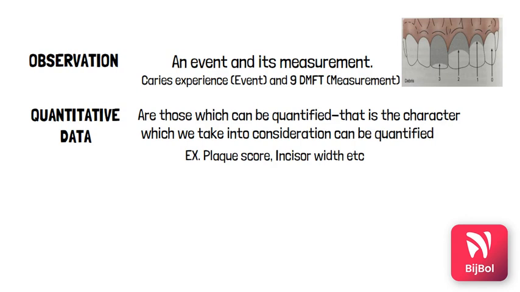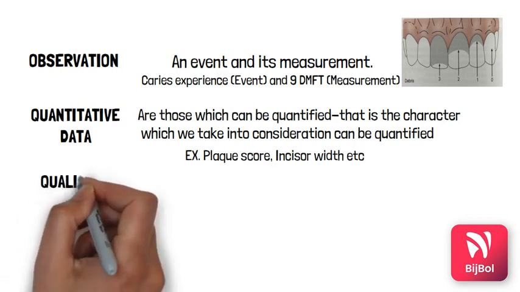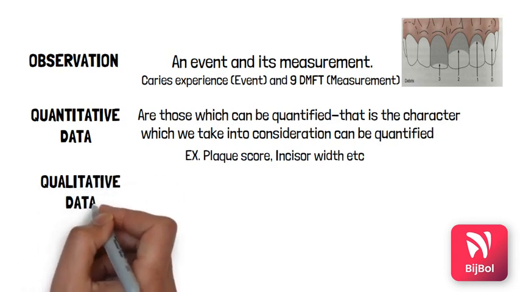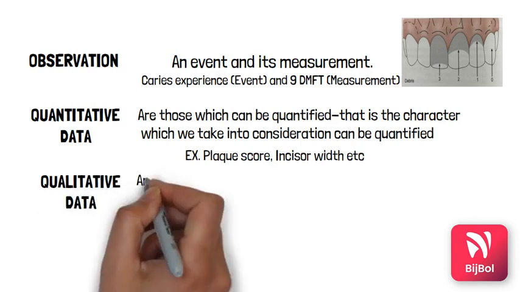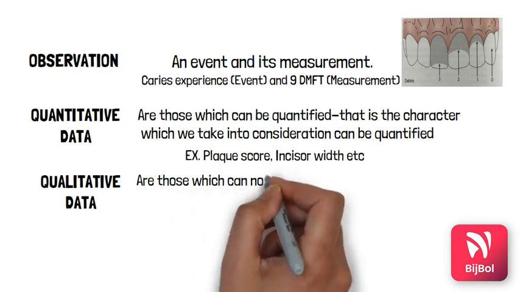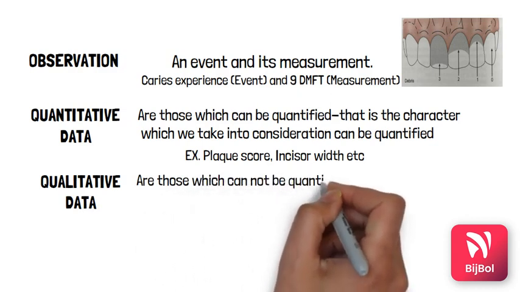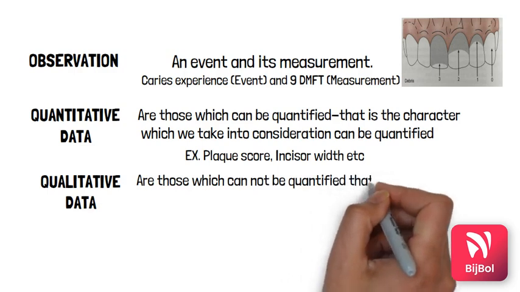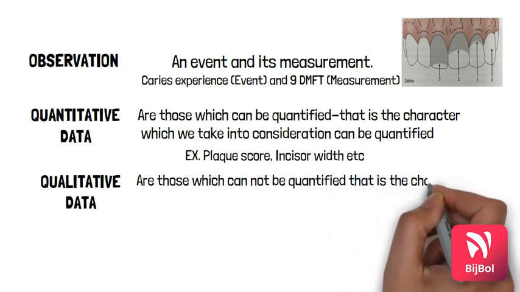Now the next thing which we have is the qualitative data. So what is qualitative data? It is the opposite of quantitative data, that which cannot be quantified. That is, the character which we take into consideration cannot be quantified, it cannot be counted numerically.